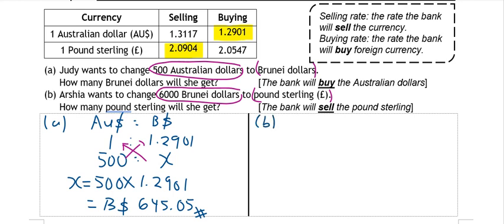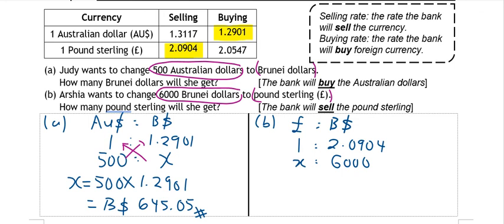You have to use a pound. So the symbol for pound sterling and then Brunei dollar. And you know that 1 pound sterling is 2.0904 Brunei dollar according to the selling rate. So what you're going to do next is to put 6,000 Brunei dollar on the second line, on the right side. And you want to know what's the amount in pound sterling.